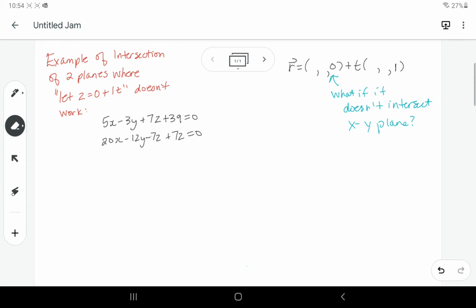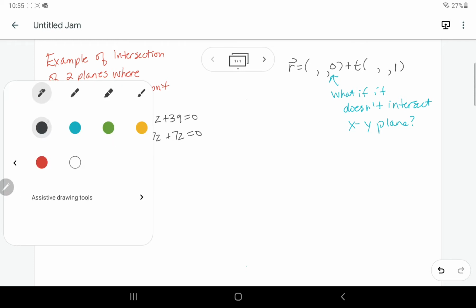Hi folks, I had a really good question the other day about what happens if two planes are intersecting in a line, and when we arbitrarily set our z value, where we take the position vector from where the line intersects the xy plane and the direction vector with a scalar multiple that gives z equals 0.